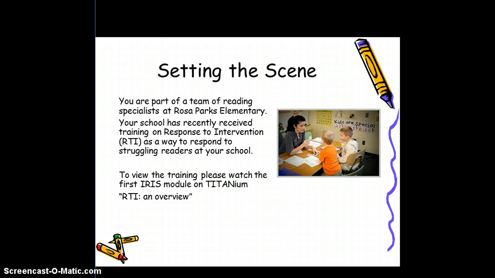So you'll see on Titanium that you have two of those IRIS modules from Vanderbilt University to go through. The first one is an overview. So it's response to intervention, an overview of what it is, how a school can implement it, what it looks like. So that we're going to use as the model for the training that your school has been given. So you should make sure that you go through that entire module so that you're familiar with the RTI framework that we're going to be considering in this assignment.